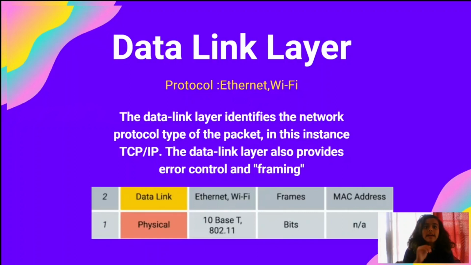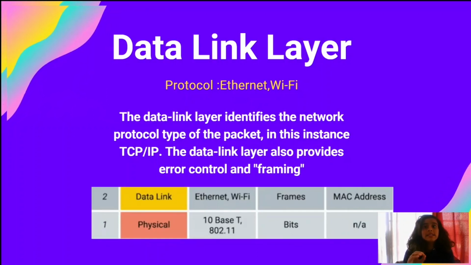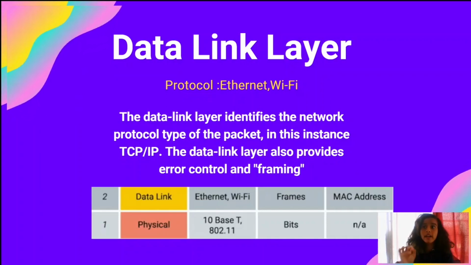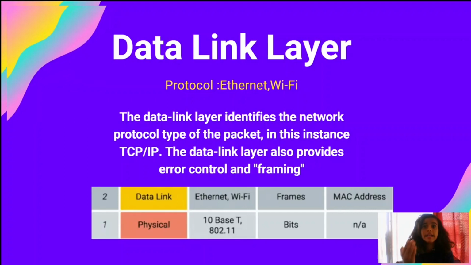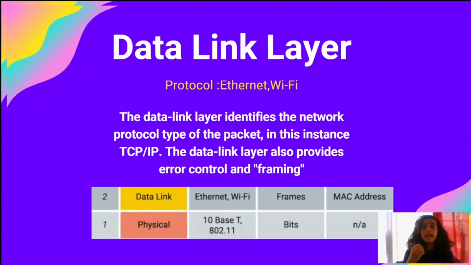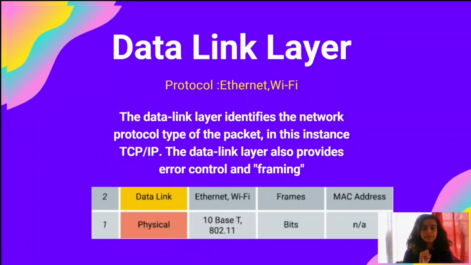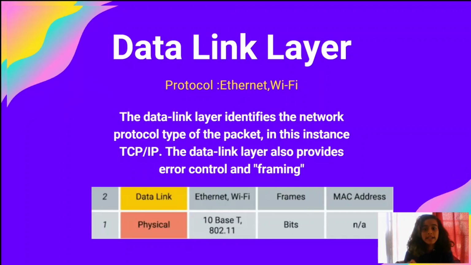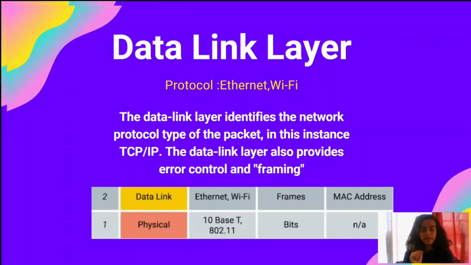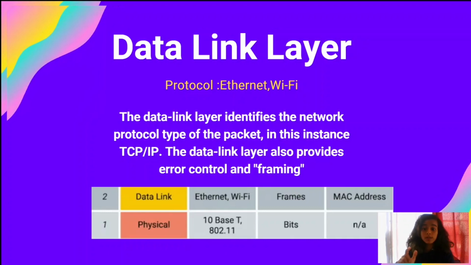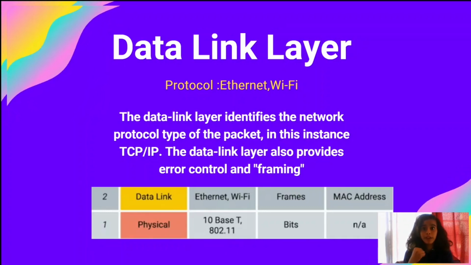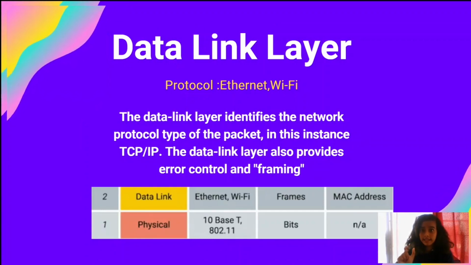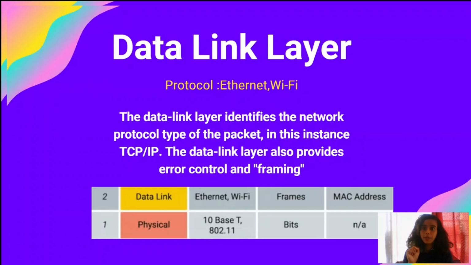Our next layer is the data link layer. It is the protocol layer in a program that handles the moving of data in and out of a physical link in a network. The data link layer identifies the network protocol type of the packet. In this instance, that is TCP/IP. The data link layer also provides error controlling and framing. So what is framing? Framing is a digital data transmission unit in a computer network.